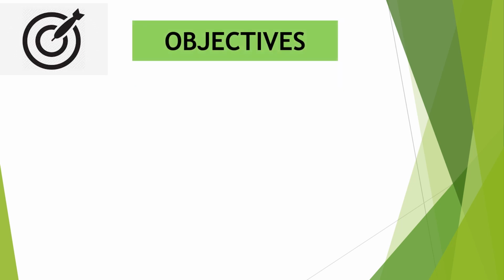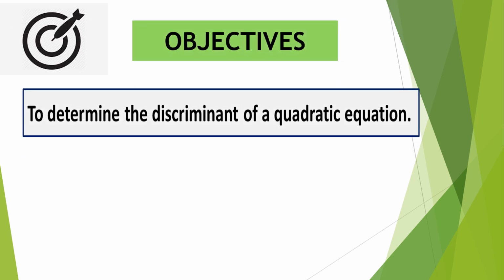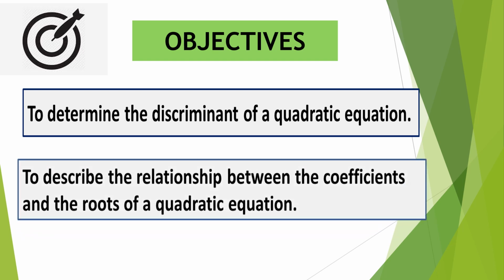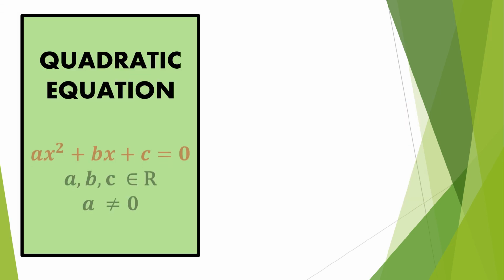For our today's objectives, number 1, to determine the discriminants of a quadratic equation. Number 2, to describe the relationship between the coefficients and the roots of a quadratic equation.